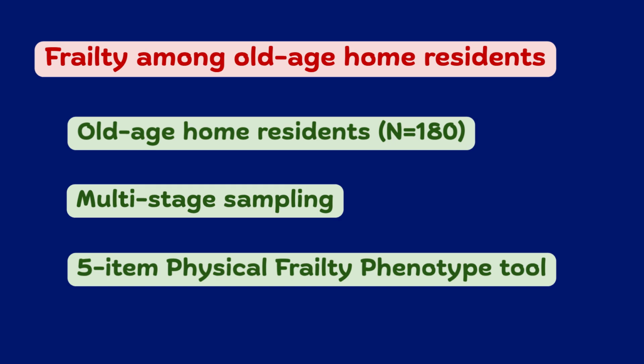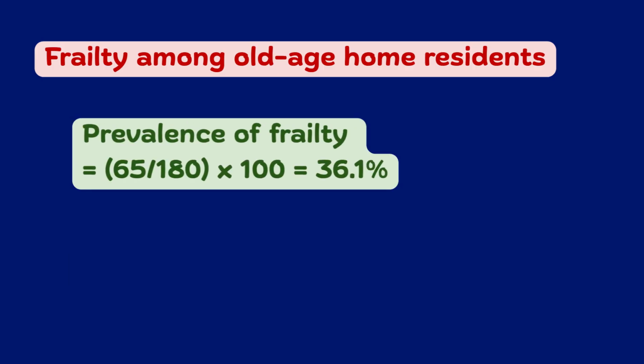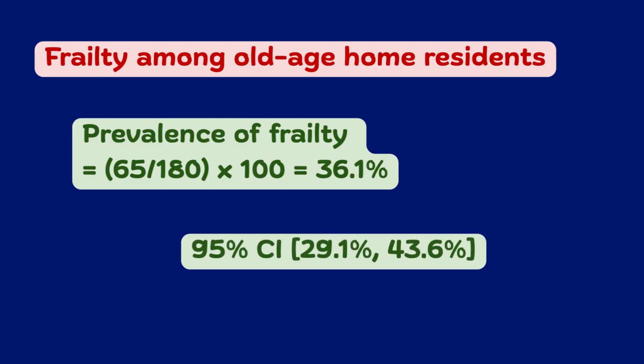The researchers found that 65 out of the 180 participants scored positive on 3 or more items and were considered to have frailty. The prevalence was calculated as 65 divided by 180 multiplied by 100 is equal to 36.1 percent. The 95% confidence interval was calculated to be 29.1 to 43.6 percent.